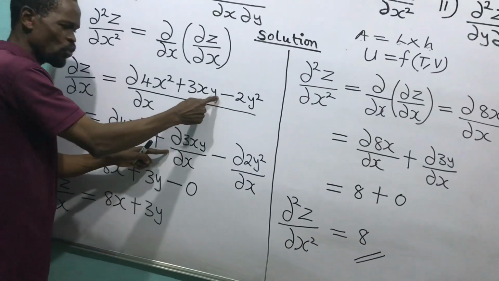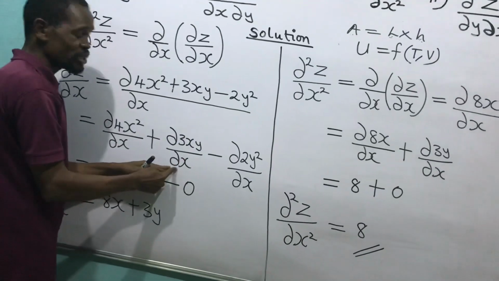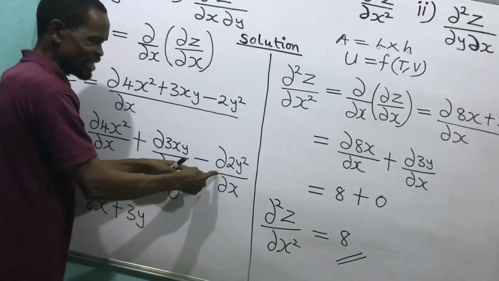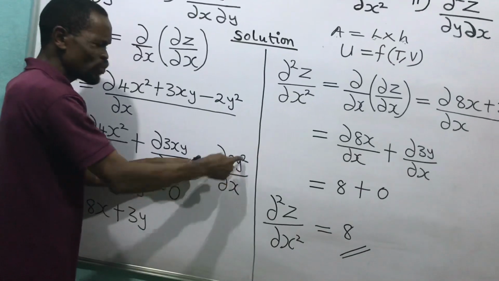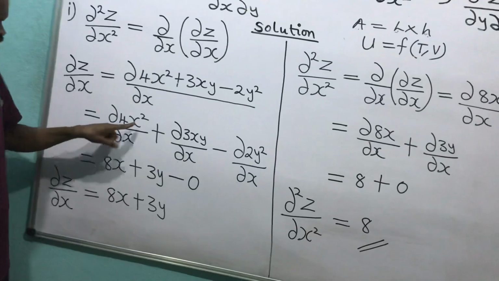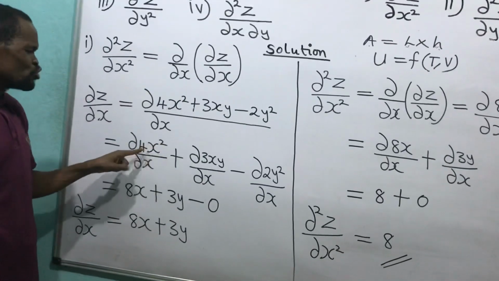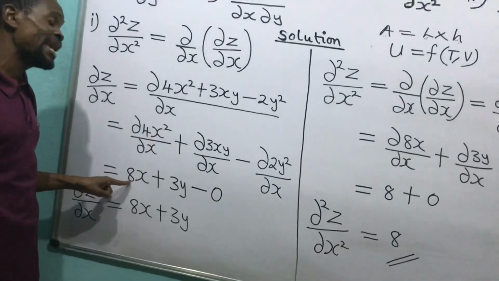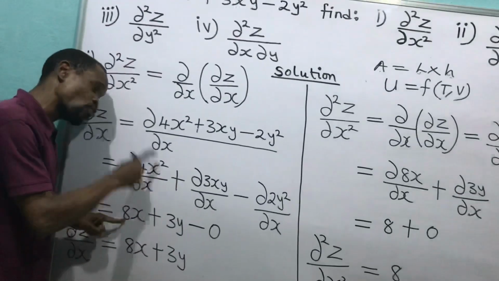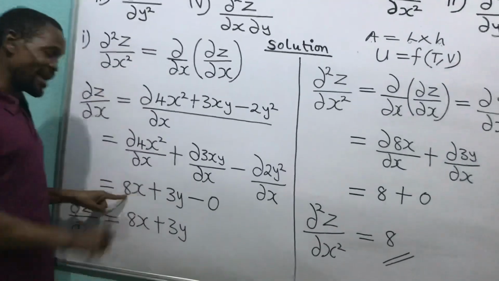Differentiating 3xy with respect to x, minus, look at this, differentiating 2y squared with respect to x. Then coming over here, differentiating this 4x squared, I have to multiply these two, giving me 8. Subtract 1 from the power, that's differentiation. That gives me 1, which means x raised to the power 1 is x.